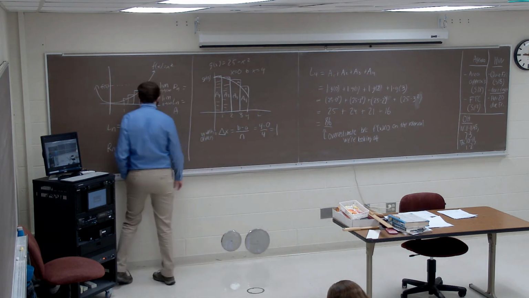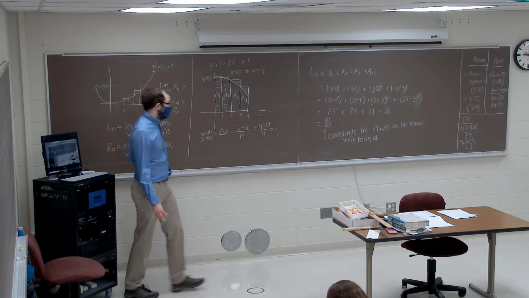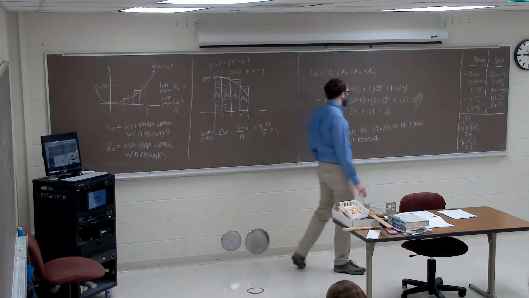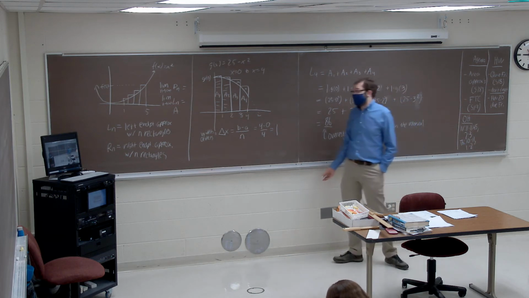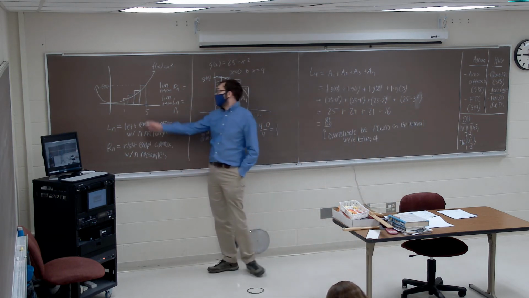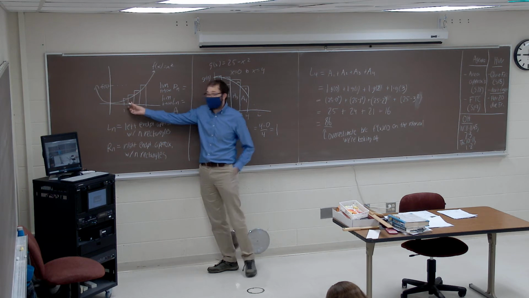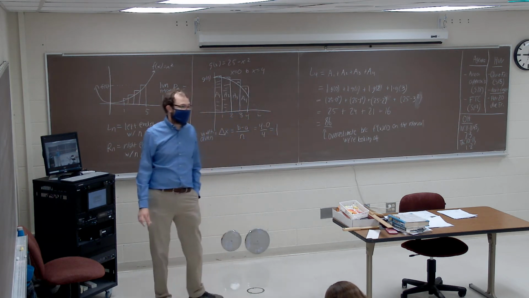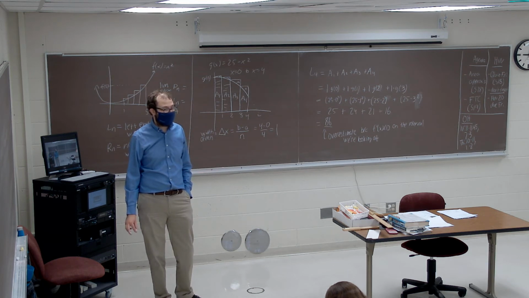Whereas if we look at f of x equals x squared, it's going to be the opposite. L sub n would be an underestimate because f prime is positive, meaning the left endpoint is always smaller than the right endpoint here. The opposite is going to be true for something like 25 minus x squared, where our function is going down.